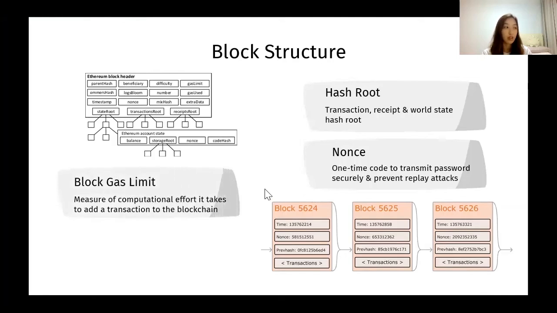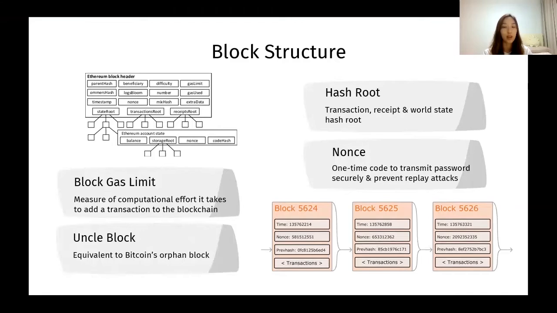And then we also have the block gas limit. So it shows the gas limit and the gas use, which I will touch on in just a bit. And lastly, we have the uncle block. So the uncle block in Ethereum is equivalent to the orphan block in Bitcoin.